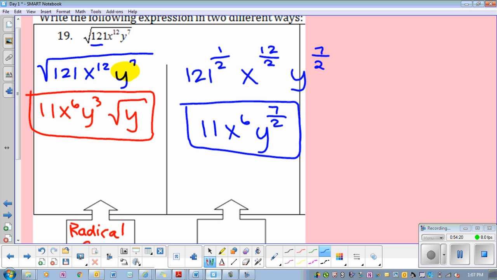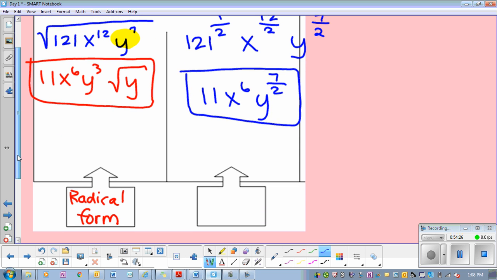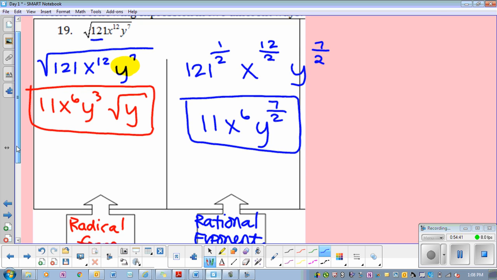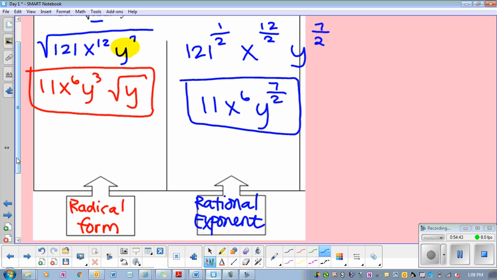Because this one is written as a radical, you have to do all of that, but this one is just written as a rational exponent. It's going to get really confusing. Well, if you're just seeing it right now for the first time, we'll get more practicing. Okay? So these are the 2 different forms.